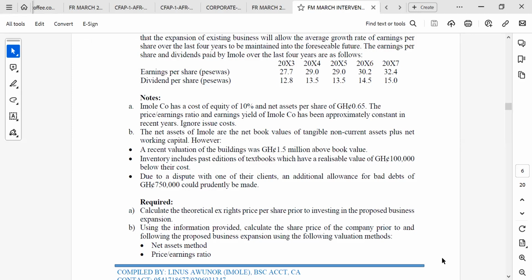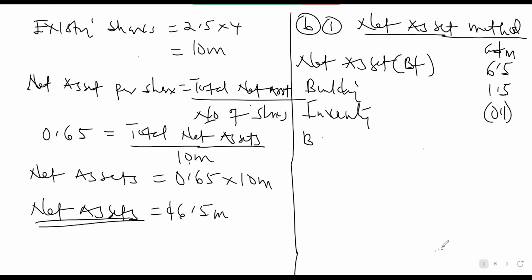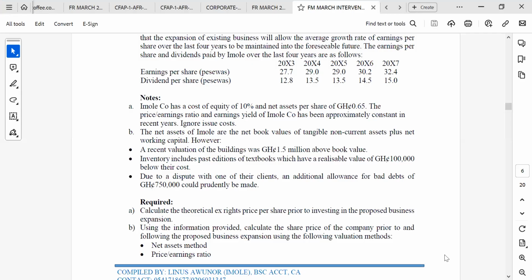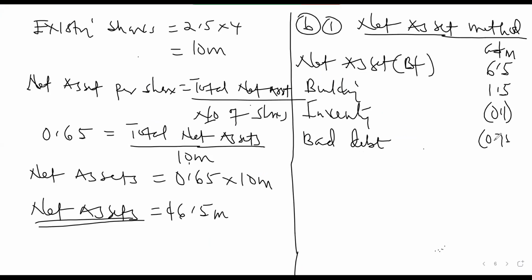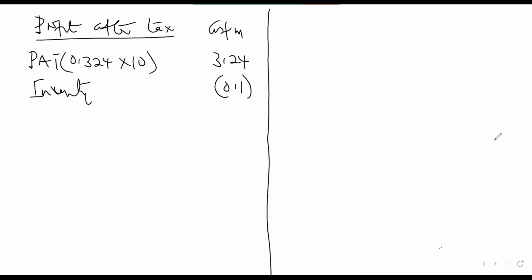The next one is what? Bad debt. So what do we do to the net assets? Due to a dispute, it means that we take out 0.75 from the net assets. Would this affect the profit for the year? Is the bad debt a profit or loss item? Yes, so we come and subtract 0.75 here.